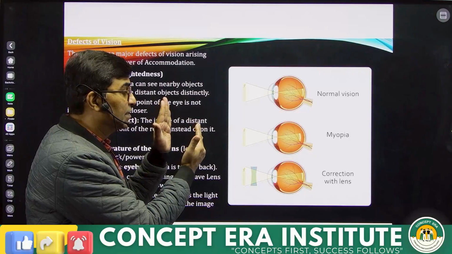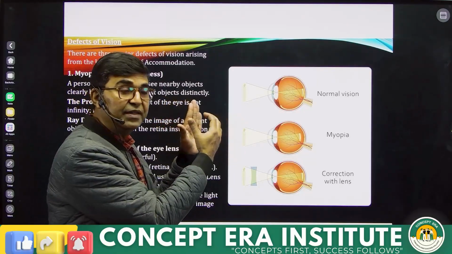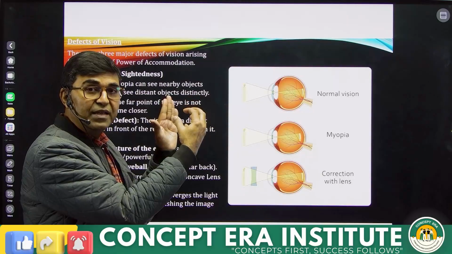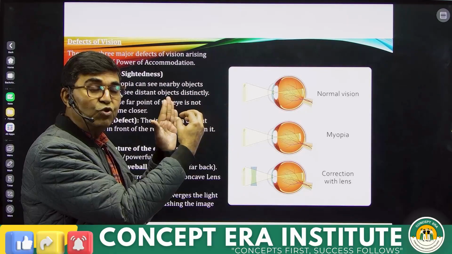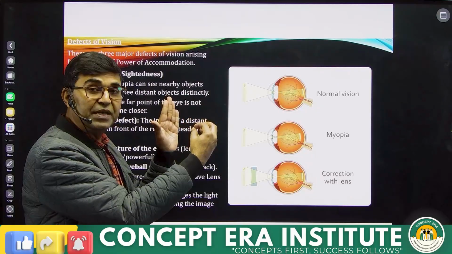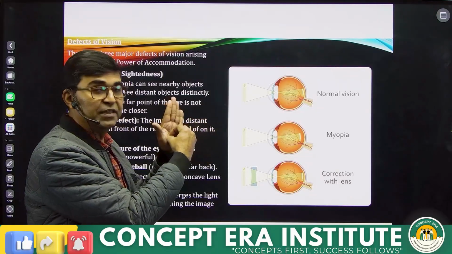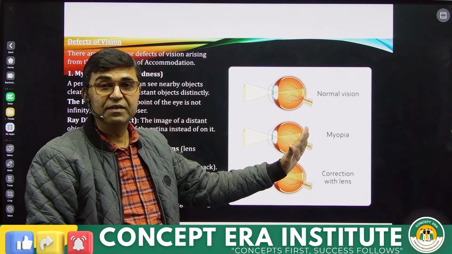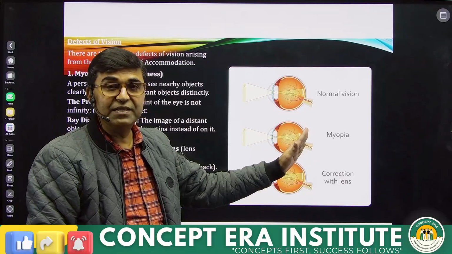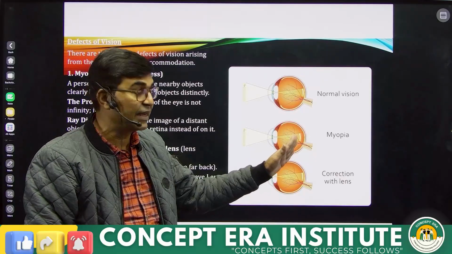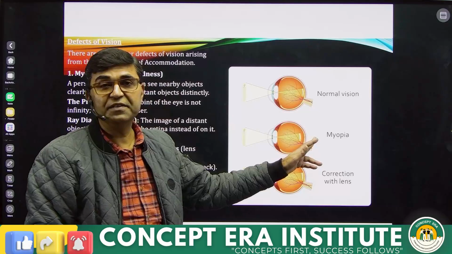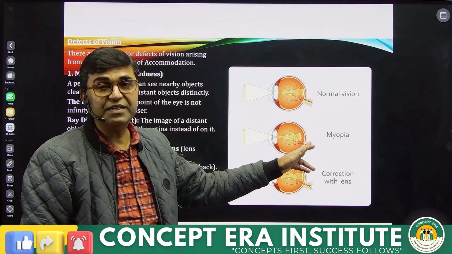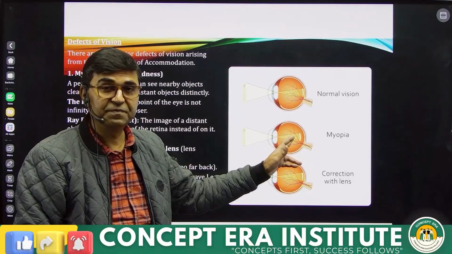That means the rays of light coming from the object are converged so much that instead of meeting at the retina, they meet before the retina. So the image forms slightly in front of the retina, but the light cells will get activated only when the light hits the retina. So the image which is seen at the retina is blurred, not clear, not sharp.